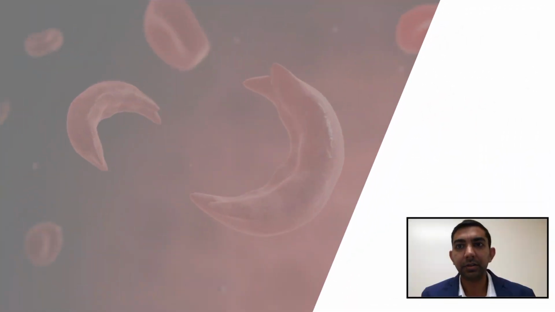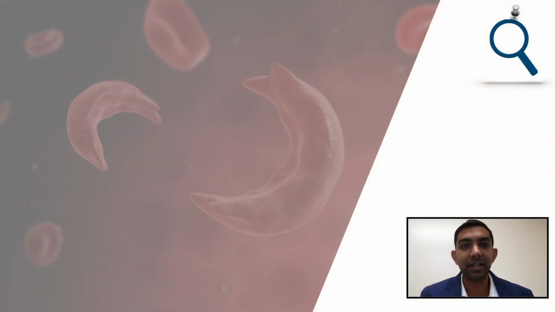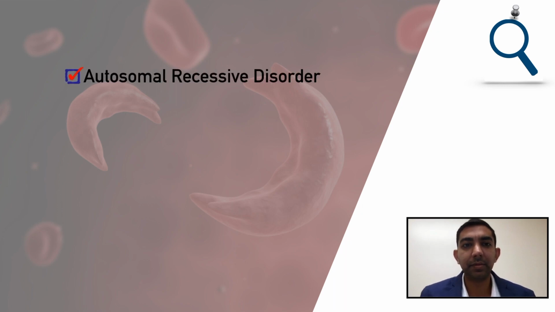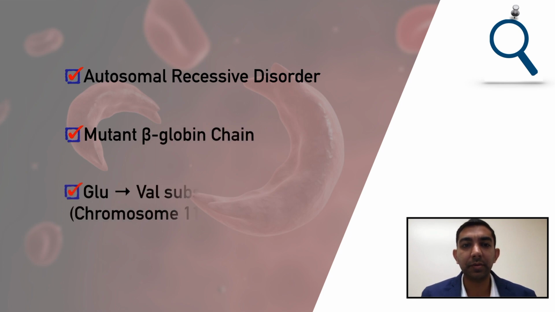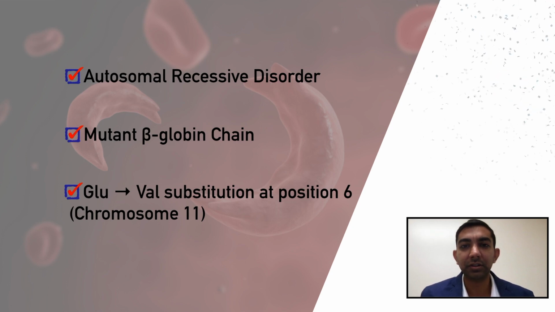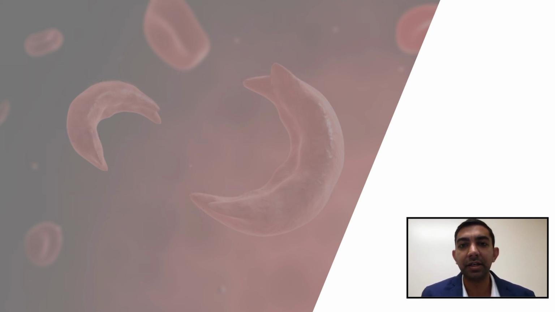Hello everyone, so let's discuss sickle cell anemia today. So first of all, what is sickle cell anemia? Sickle cell anemia is an autosomal recessive disorder that arises due to a mutant beta-globin chain, most commonly caused by a glutamate to valine substitution at position 6 on chromosome number 11. This results in an HbS variant of hemoglobin rather than an HbA variant, which is the normal adult hemoglobin.